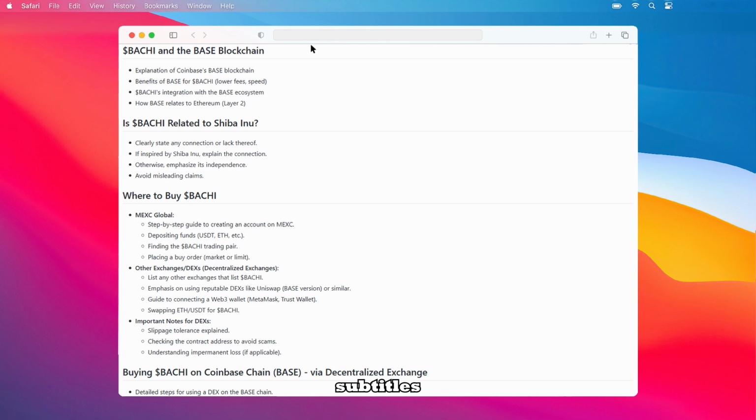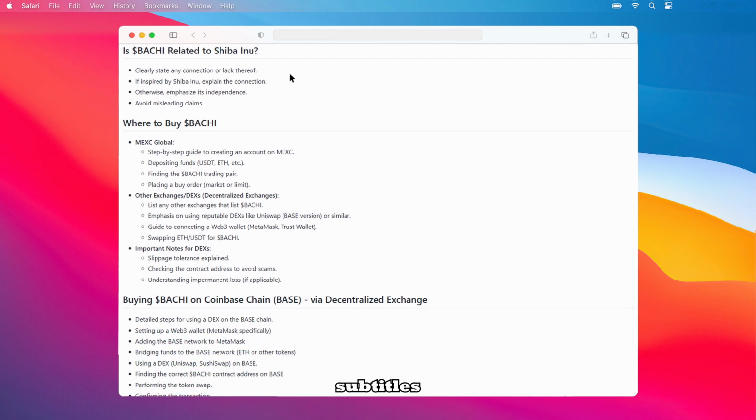Is BACHI related to Shiba Inu? Let's clear that up right away. We need to clearly state whether there is any connection or if there isn't one. If BACHI was inspired by Shiba Inu, we'll explain the connection and how it relates, but if it's totally independent, we will definitely emphasize that. Importantly, we want to avoid making any misleading claims about any connection between the two.